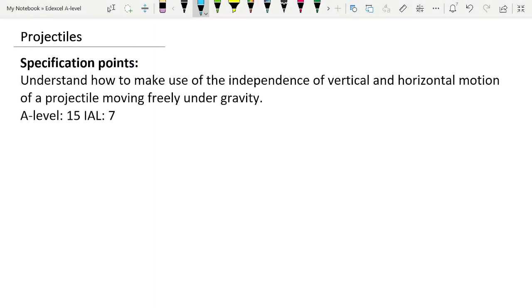Today's lesson is about projectiles, which is one of the parts of the mechanics course that most people find the most difficult. What the specification says is that you must understand how to make use of the independence of vertical and horizontal motion of a projectile moving freely under gravity, and that is specification point 15 if you're taking A-level and 7 if you're taking international A-level. So let's see what this means.